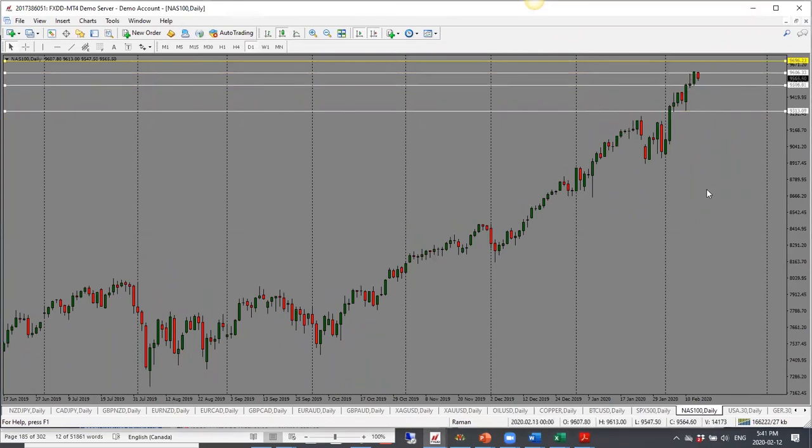Nasdaq here, same thing. Price broke through the resistance here. Now the question will be, can it hold up there? So bias is bullish, but with caution. Same thing here. I will look for a move back towards 9,500, and if it holds above, I'm looking for that next leg up. So bullish bias, but with caution here.